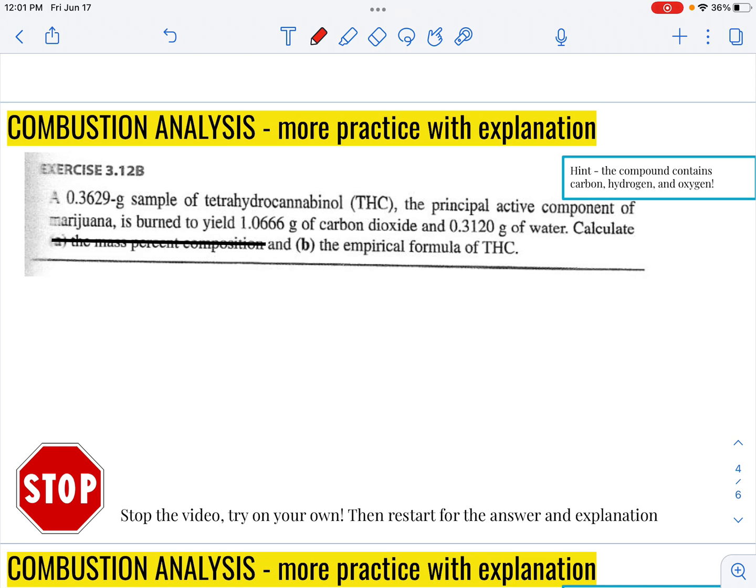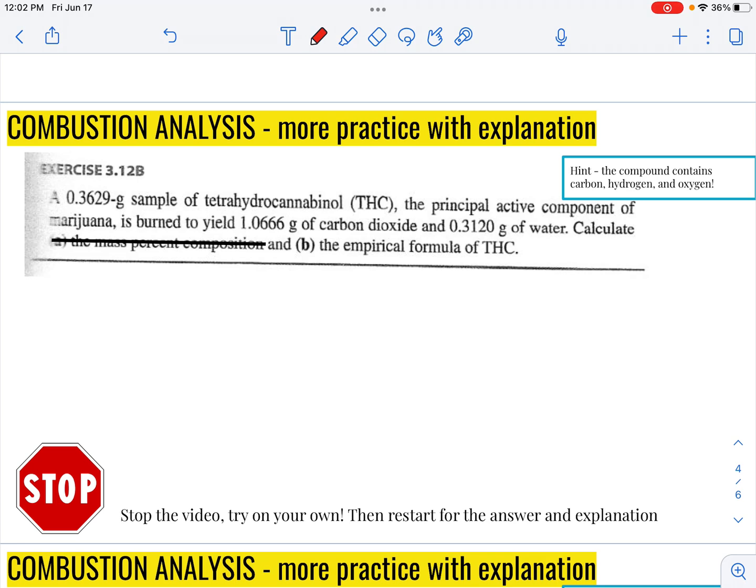So we have a 0.3629 gram sample of THC, which is the principal active component of marijuana. You're going to discover that college textbooks talk a lot about things that might be relevant to college students. So unfortunately, we are stuck with this. And they burn it and it yields 1.0666 grams of carbon dioxide and 0.312 grams of water.